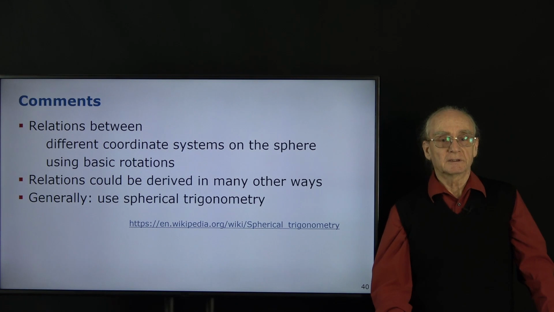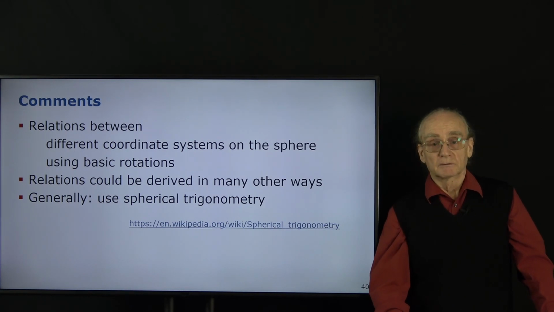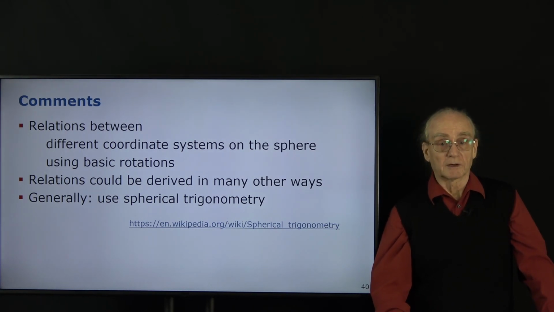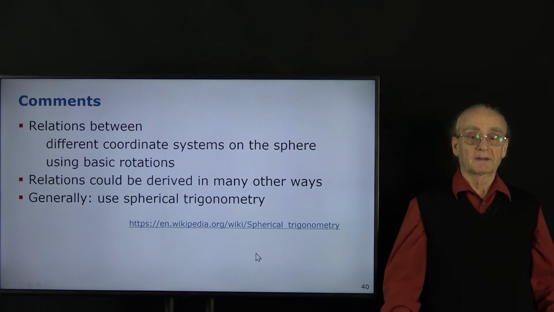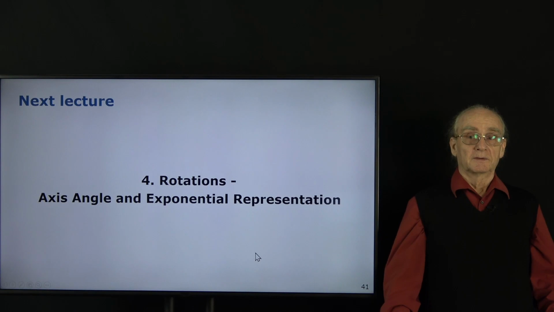So what did we see? We saw different coordinate systems on the sphere. We derived their relations using basic rotations, and of course these relations could be derived in many other ways. I don't say these are the shortest ways to derive them, but they use the material which we had. And in general, it's very useful to use spherical trigonometry and have triangles, let's say, involving the North Pole and the 2 points, and then it's easier to derive an azimuth this way. Okay, these were the 2 first representations for rotations, namely with rotation matrices and Euler angles.